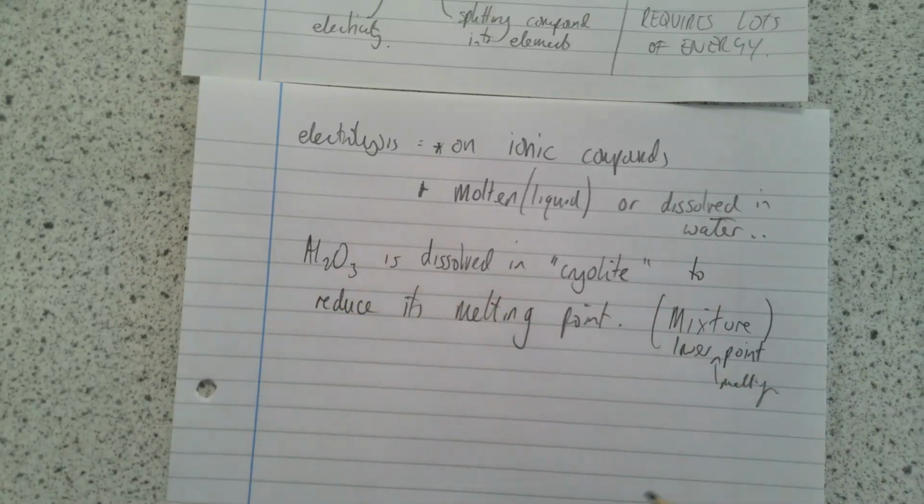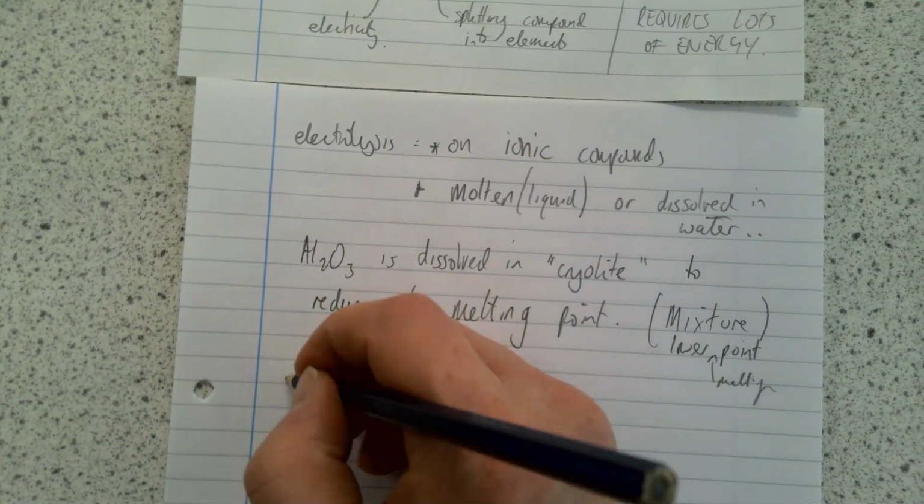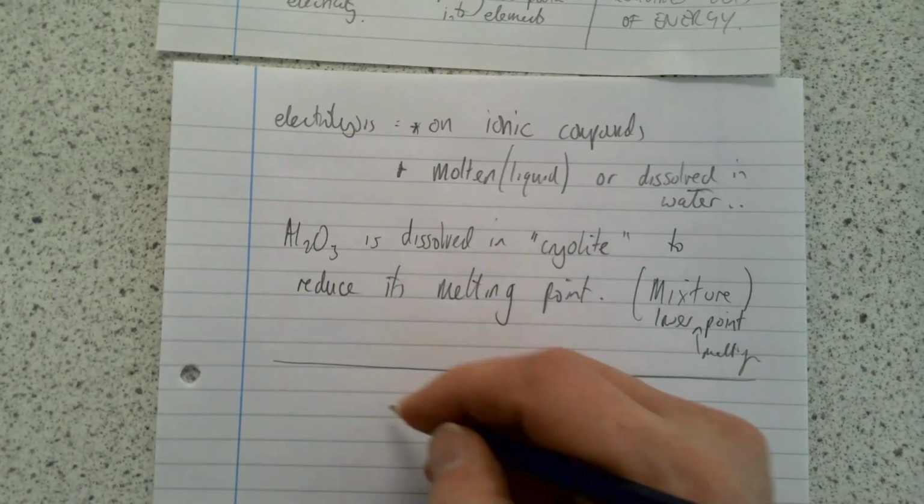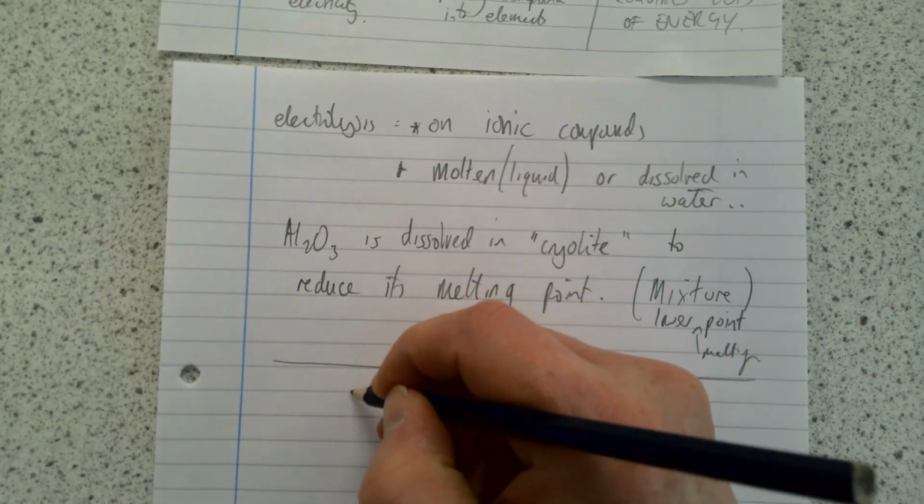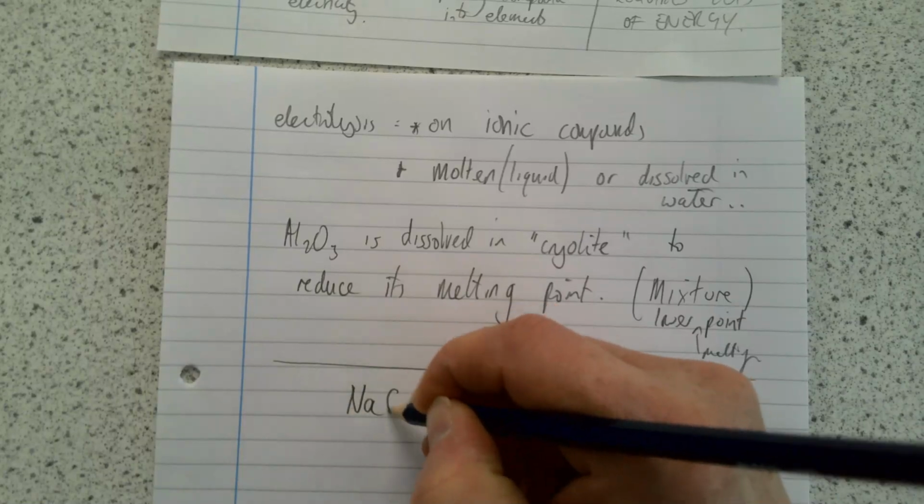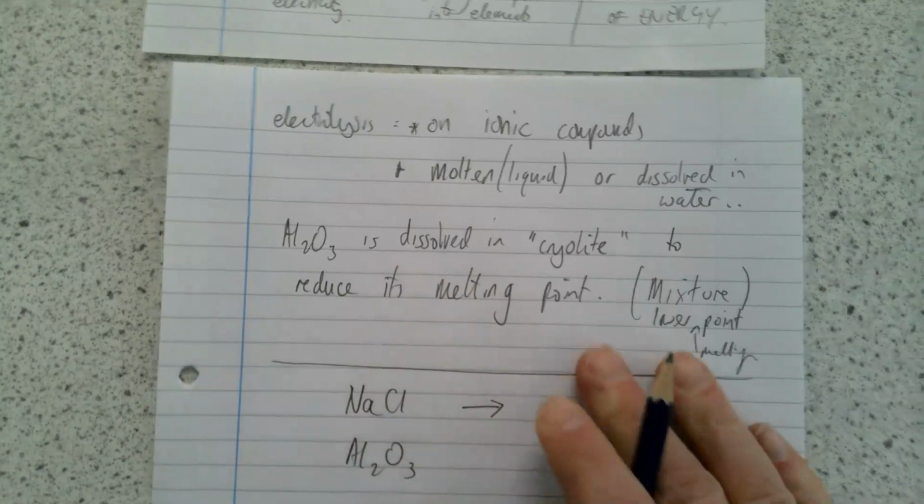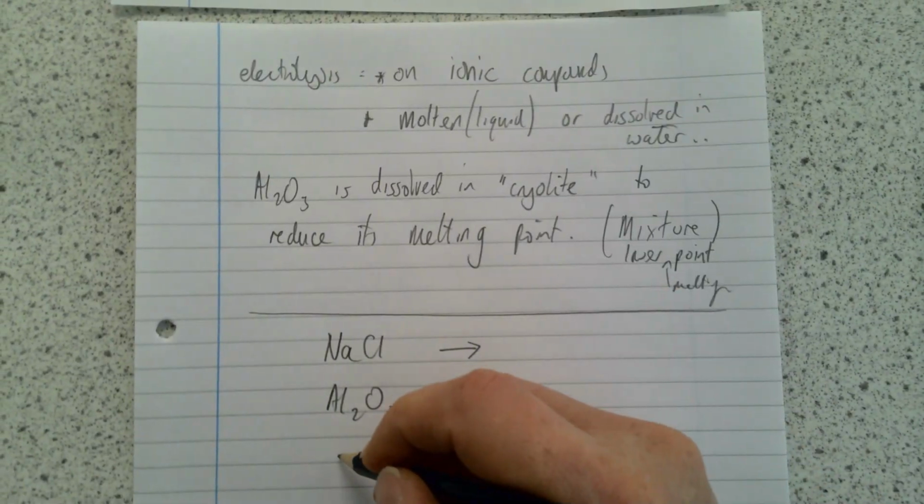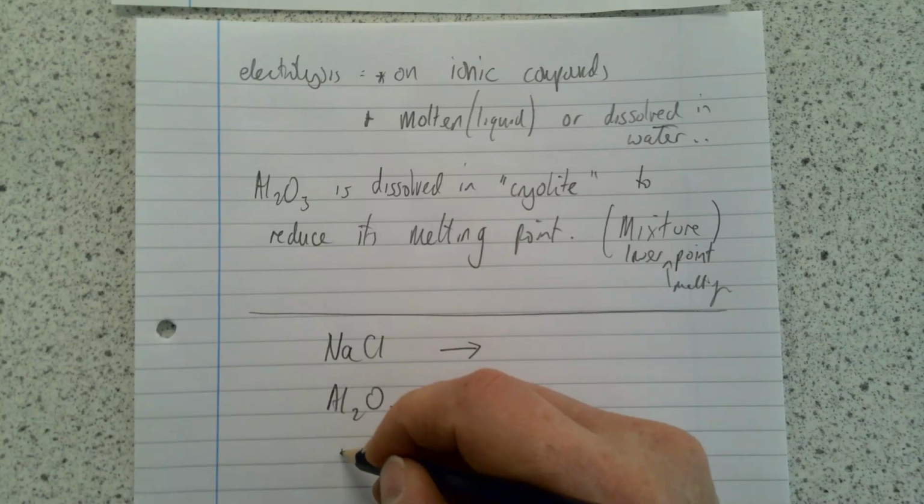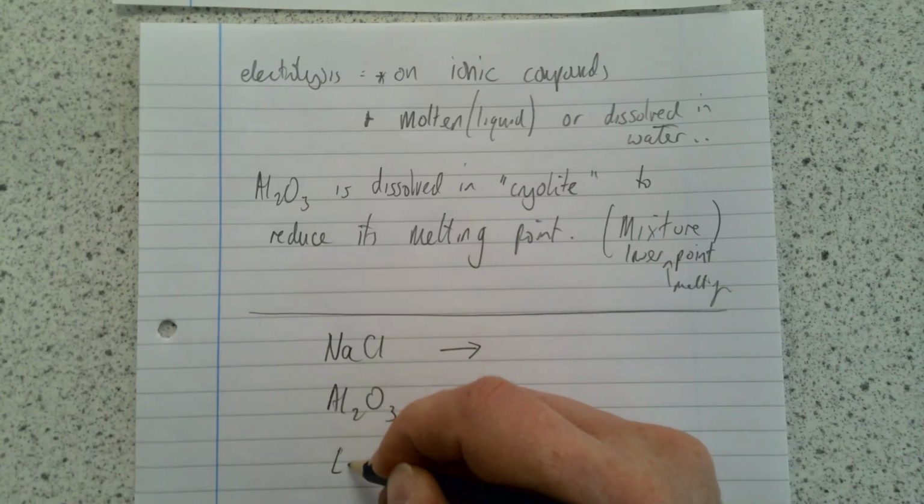But let's just write out the reaction. This could be for any ionic compound. If you do electrolysis on it, this is what happens. So I'm going to do a bunch of these. I'm going to do sodium chloride, aluminium oxide, which is the one we're just talking about, or something like, I don't know, let's do lithium oxide.